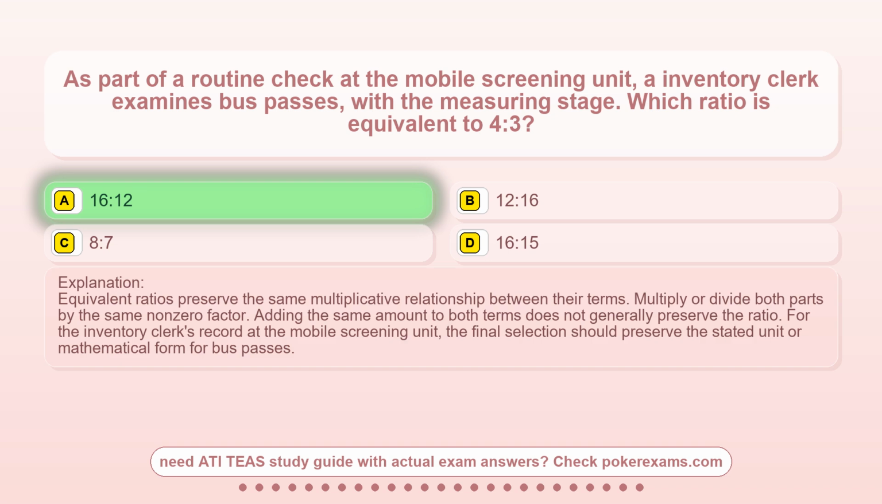Equivalent ratios preserve the same multiplicative relationship between their terms. Multiply or divide both parts by the same non-zero factor. Adding the same amount to both terms does not generally preserve the ratio. For the inventory clerk's record at the mobile screening unit, the final selection should preserve the stated unit or mathematical form for bus passes. Question 12.